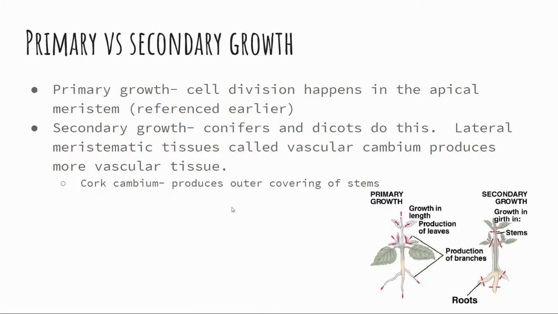Primary versus secondary growth. Again, we talked about primary being in the apical meristem, the uppermost portion or the lower bottom parts of the root tips. Secondary growth, lateral growth. Lateral meristematic tissues called vascular cambium produce more vascular tissues. Cork cambium produces the outer covering of stems. So primary is up and down, lateral or secondary growth is going to be side to side, is the best way to think of it.